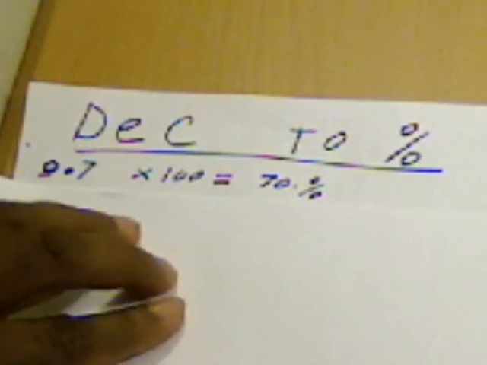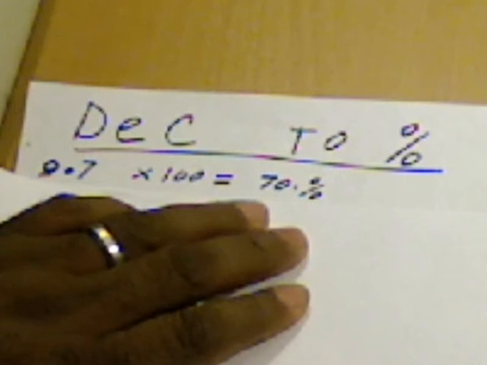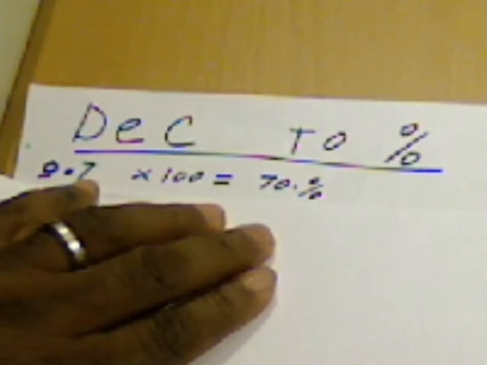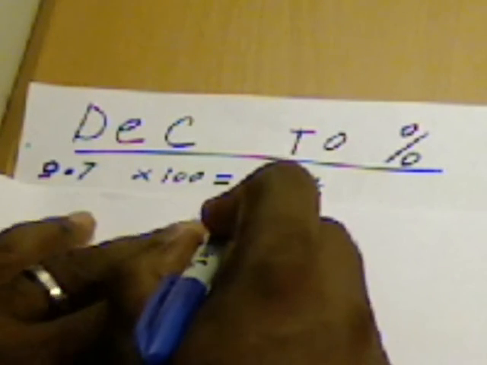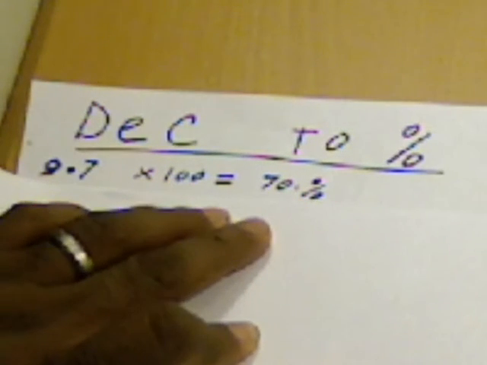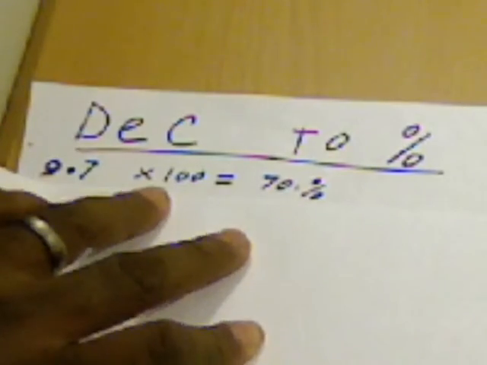when you want to convert 0.7, multiply by 100, and you'll get 70%, or a lot of people like to say move the decimal point 2 places to the right. When you move the decimal point 2 places to the right, if I start here, 2 places to the right, 1, 2, I get 70. Moving the decimal point 2 places to the right is exactly the same as multiplying by 100.